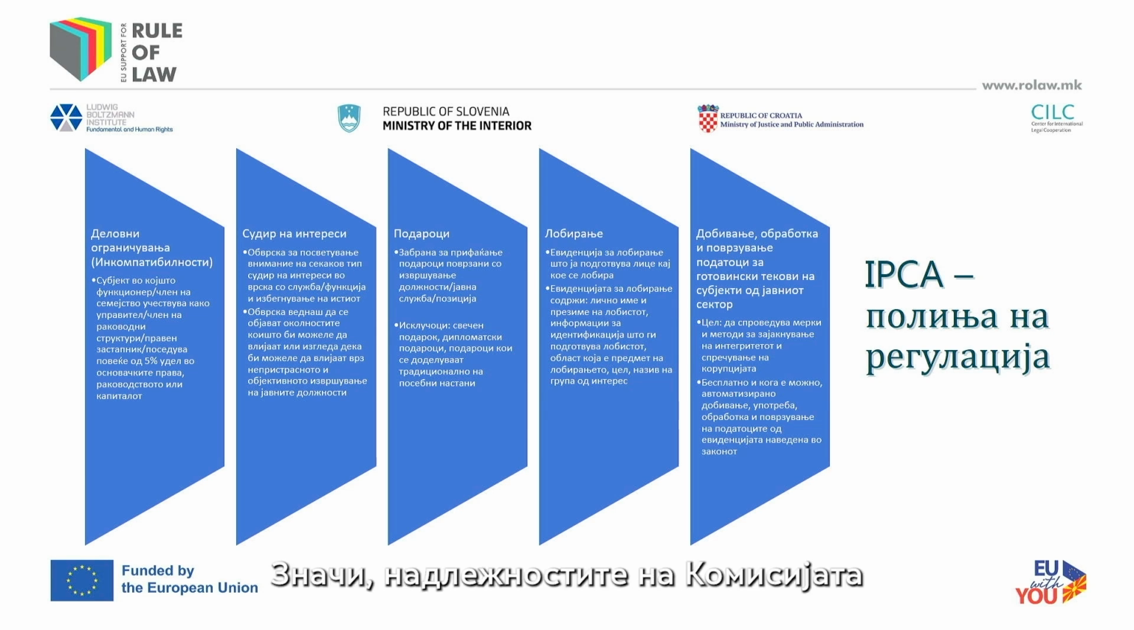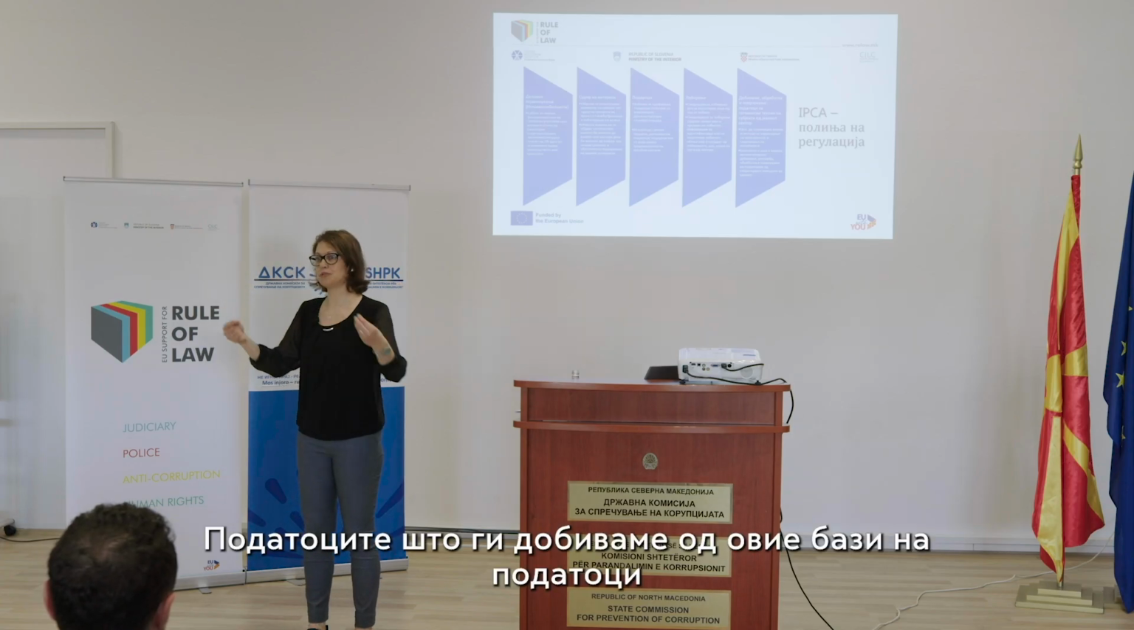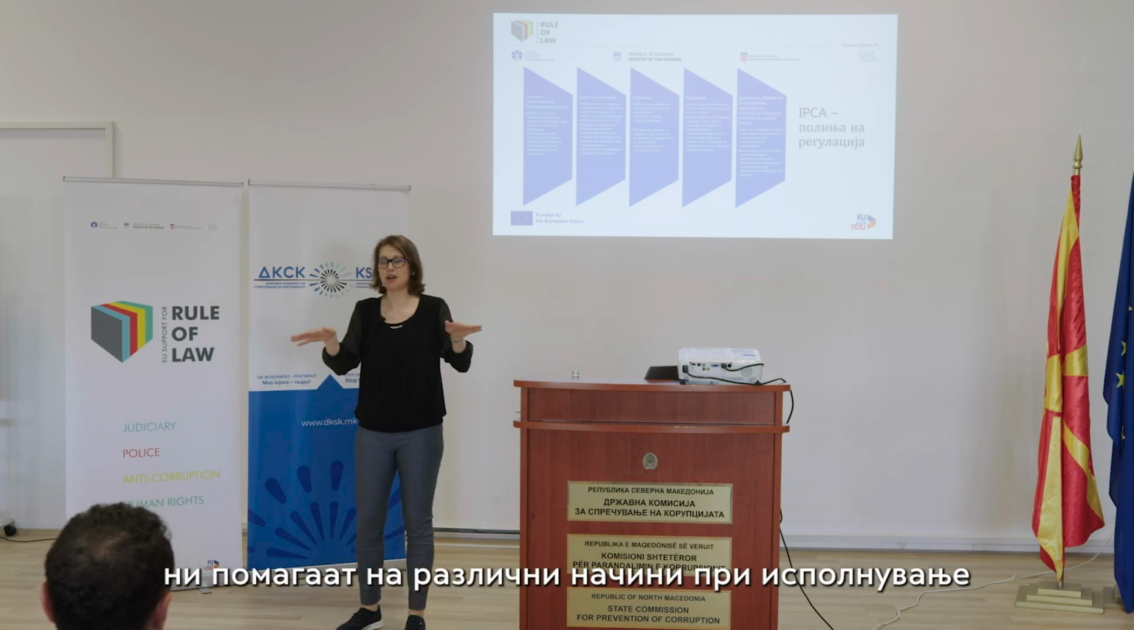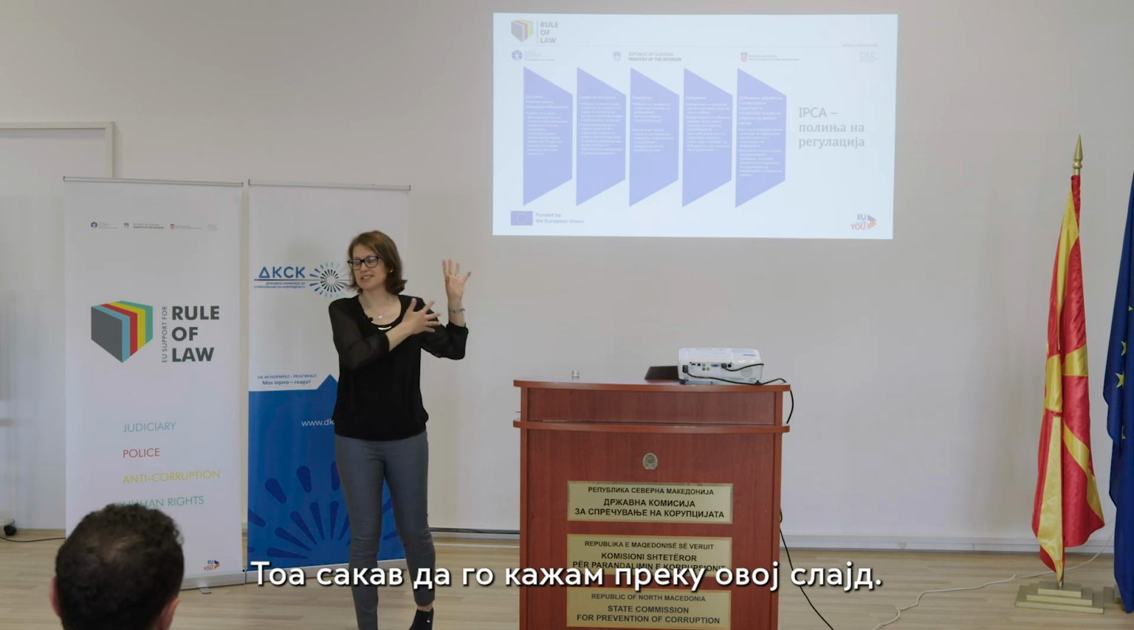So the competences of the Commission for the Prevention of Corruption are various. We do asset declaration monitoring. We do conflict of interest prevention, incompatibility detection and prevention. We do business restrictions prevention, right? So gifts, lobbying, etc. The data that we obtain from these databases helps us in various ways to fulfill our tasks in these fields. That's what I'm trying to say with this slide.